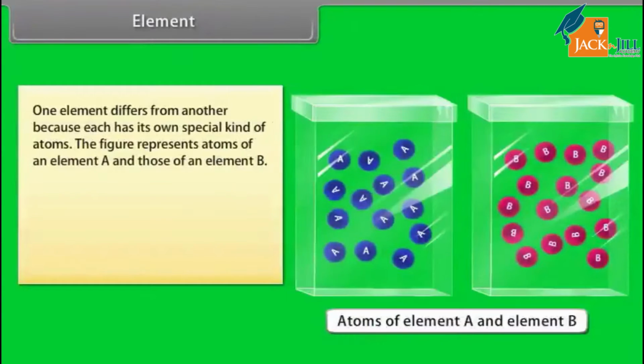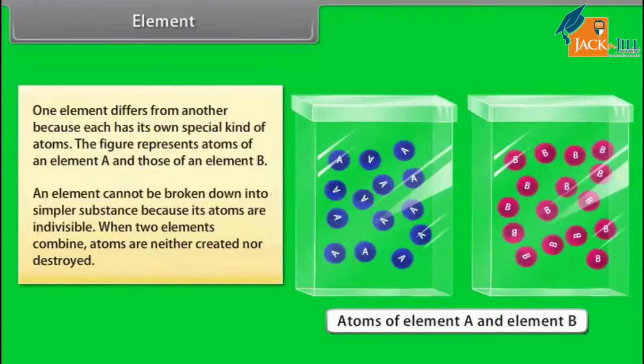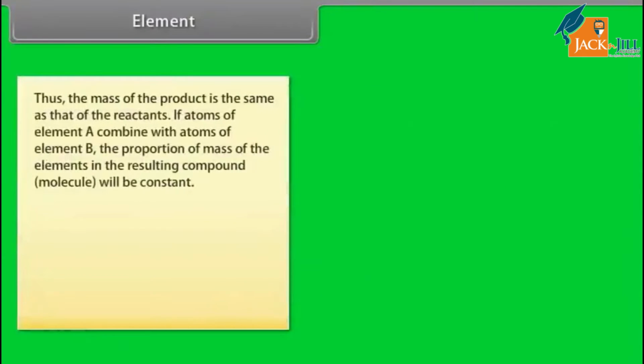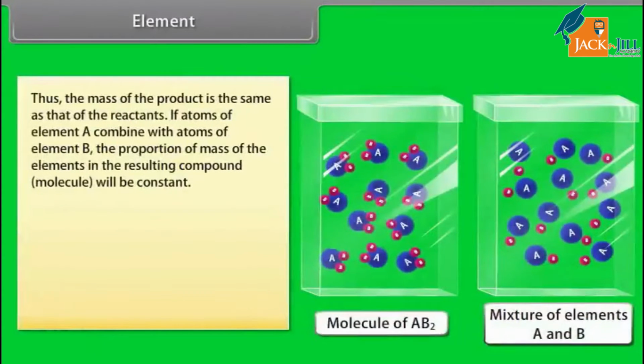One element differs from another because each has its own special kind of atoms. The figure represents atoms of an element A and those of an element B. An element cannot be broken down into simpler substances because its atoms are indivisible. When two elements combine, atoms are neither created nor destroyed. Thus, the mass of the product is the same as that of the reactants.